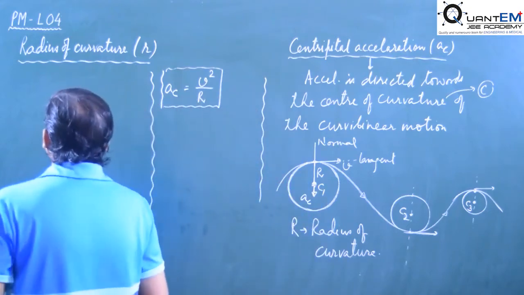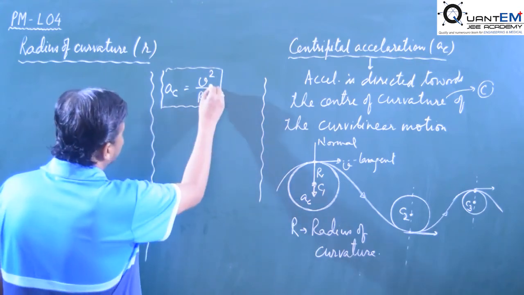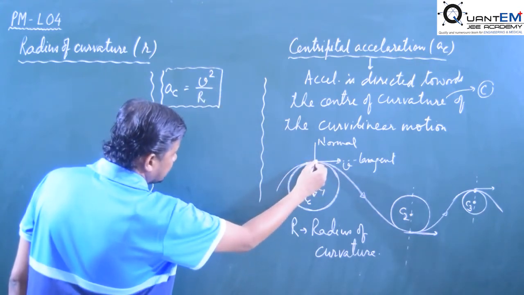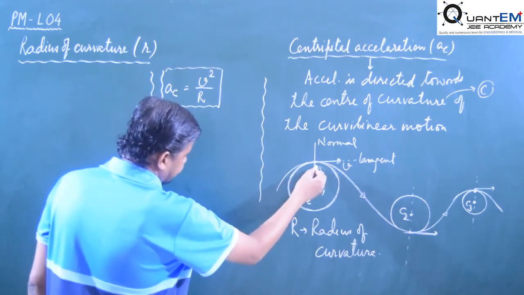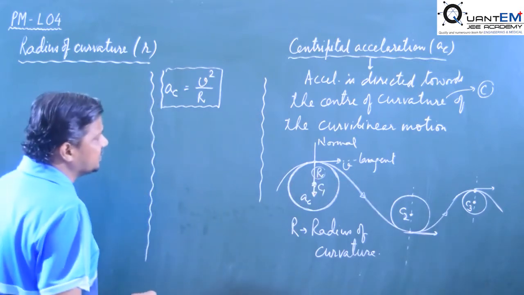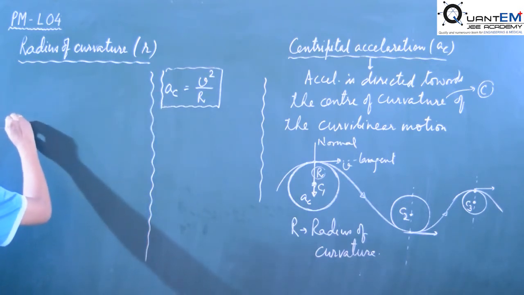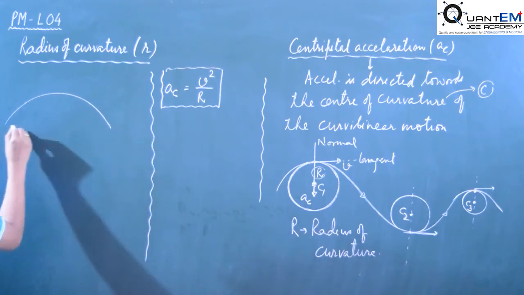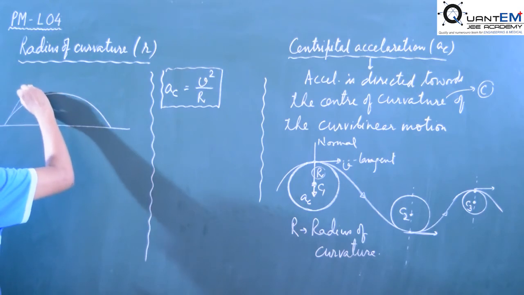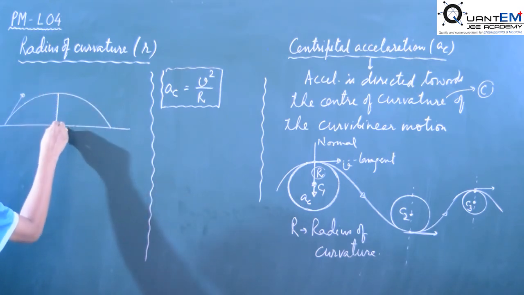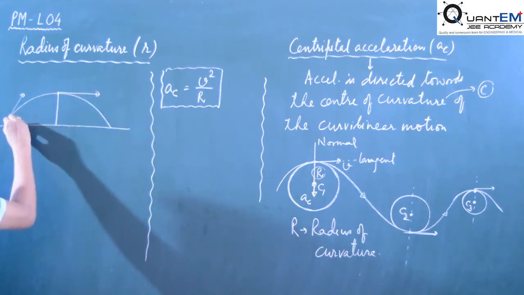Now we have to get the radius of curvature of the projectile. This formula we have to use: v square by r, where v is the speed at the point where we have to get the radius of curvature, and r is the radius of curvature. Acceleration is always directed towards the center of curvature. Now for the given projectile, what was the question? You have to find the radius of curvature of the projectile the moment it was projected, and second, the moment it is at the maximum height.